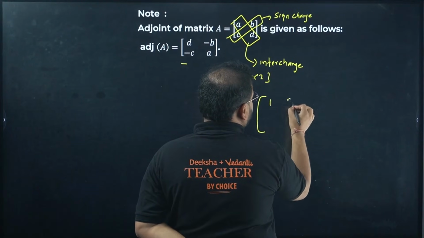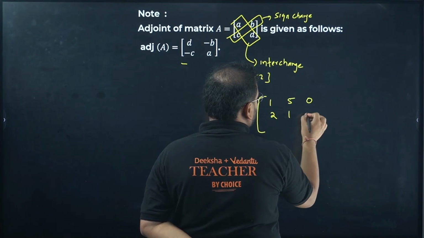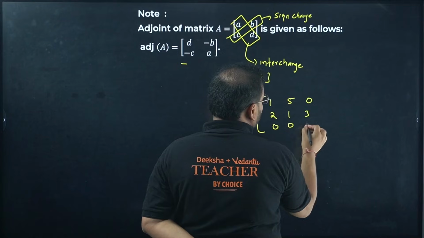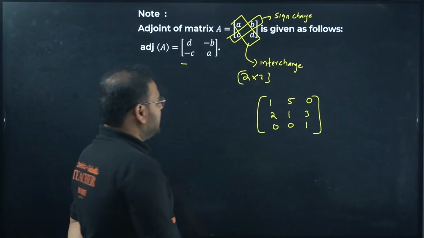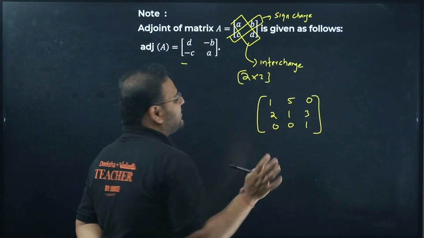If I have here 1 5 0, 2 1 3, 0 0 1, this is a matrix. I hope it is invertible. Let me check, but it doesn't matter, we have to find the adjoint, right?